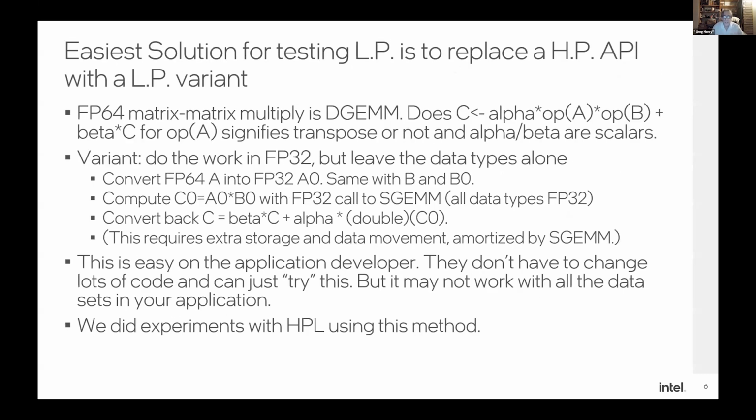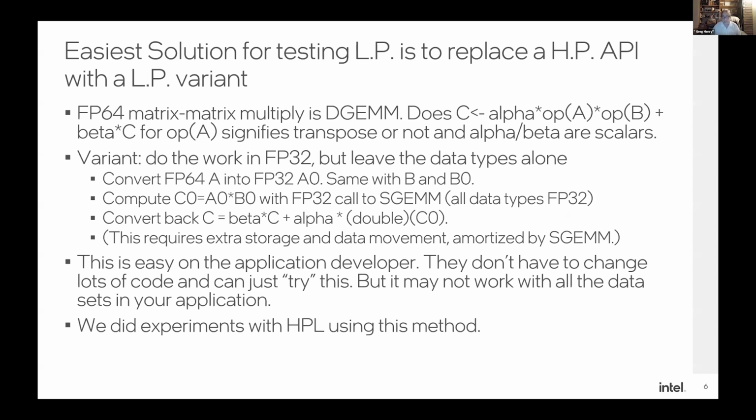All right. So the easiest solution for testing lower precision is just to take a higher precision API and put in the kernel underneath the covers a lower precision variant. And I'm going to give you a dummy example here. No one would ever do this, but you could do it. You could take a DGEMM, which is a double precision matrix multiply, and you could do all the work in single precision. You just convert A into single precision, convert B into single precision, do your multiply in single precision, and then upscale back and convert.